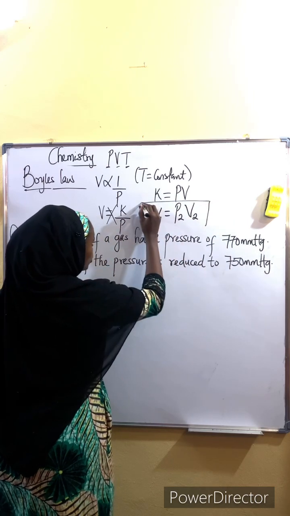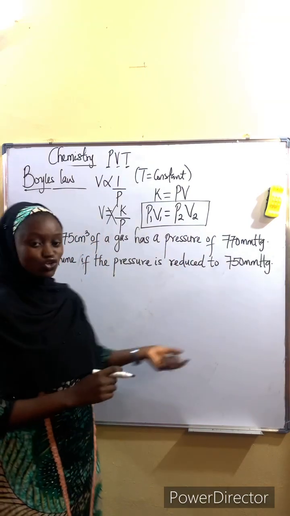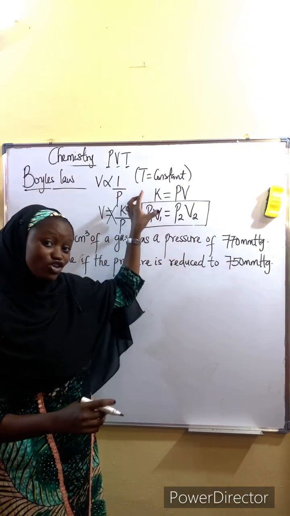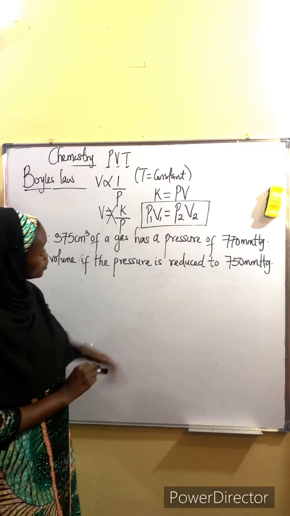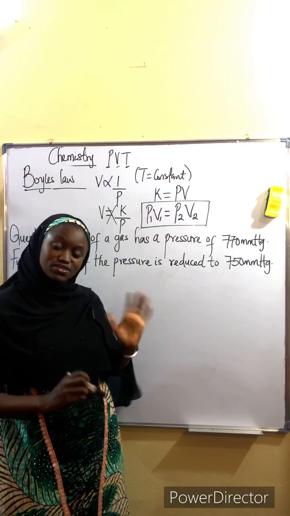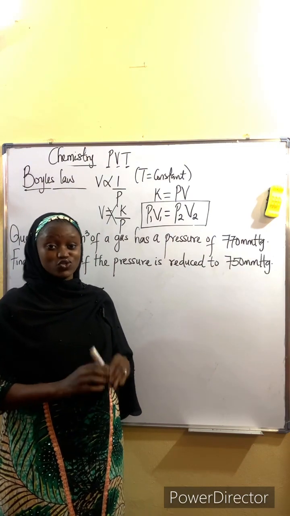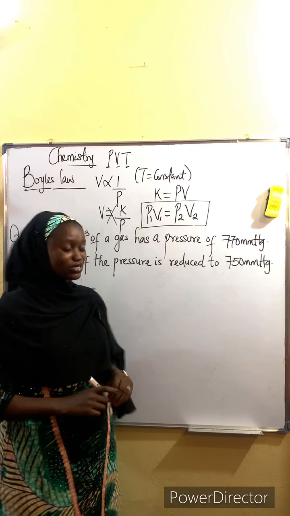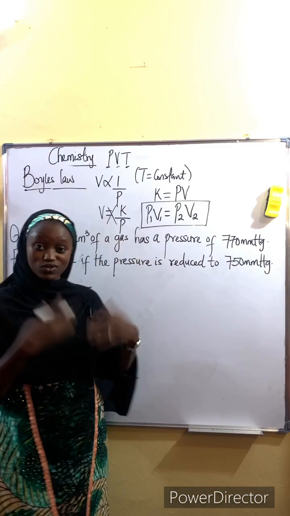Once you know this relationship, for any question given under Boyle's law, you just use this relationship to find any of the unknowns given in the question. It's just as simple as that. Okay, so this is the relationship for Boyle's law. Boyle's law states that the volume of a given mass of a gas is inversely proportional to its pressure, provided the temperature is constant. So as I promised, after stating each law, we solve an example, right?